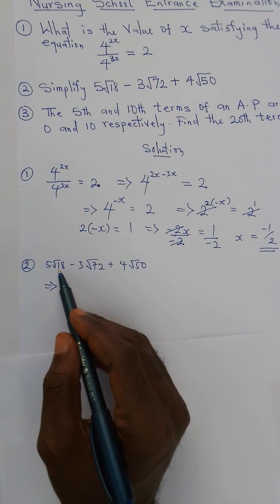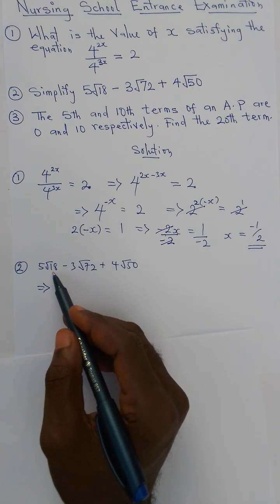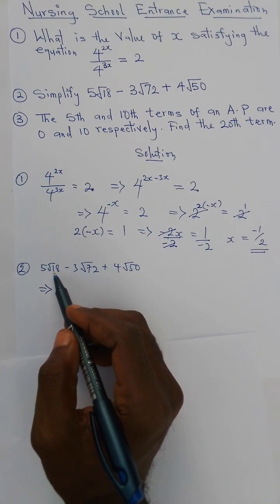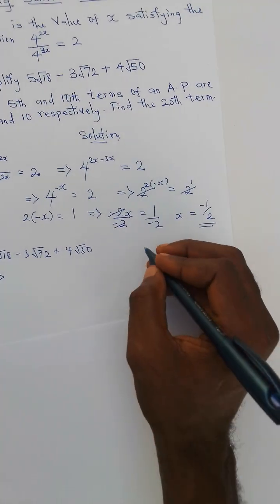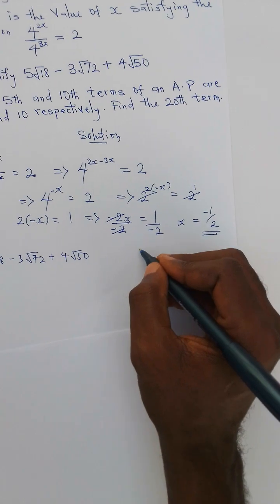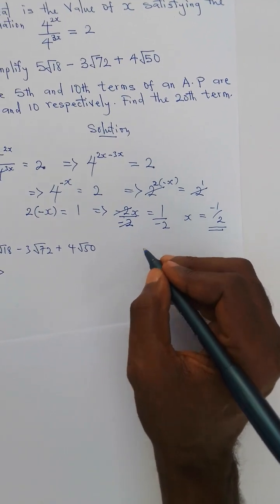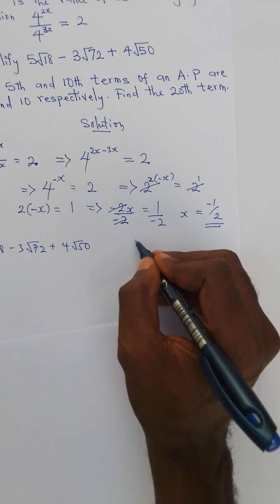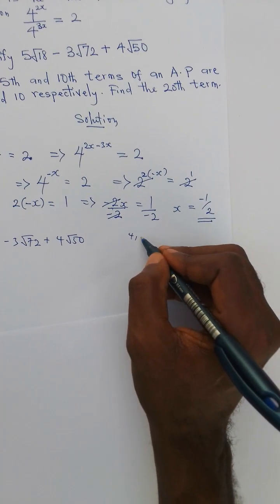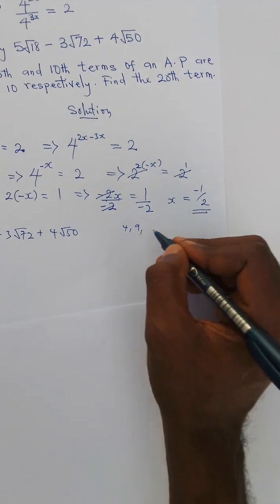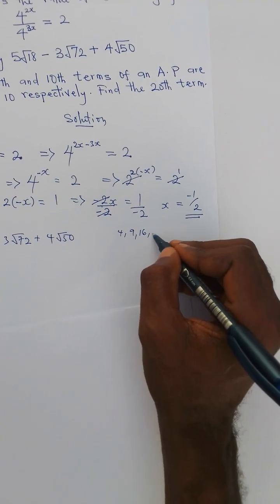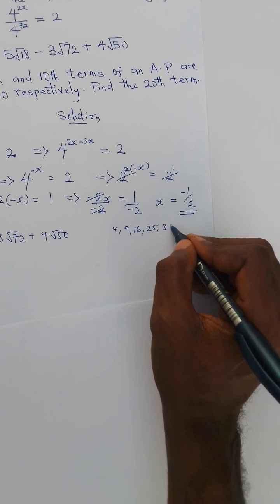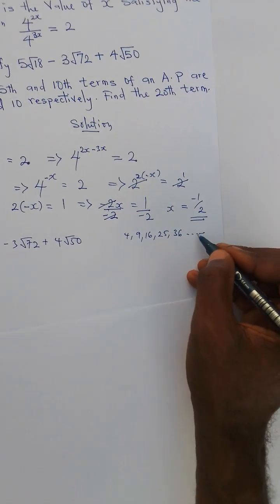Okay? Now how do you do that? We are going to think of the perfect square that can go into 18. First of all, in case you have forgotten your perfect square, let me remind you. When you multiply a number by itself, the answer you get is a perfect square. Like 2 times 2 is 4. 4 is a perfect square. 3 times 3 is 9. 4 times 4 is 16. 5 times 5 is 25. 6 times 6 is what? 36. So these are perfect squares.